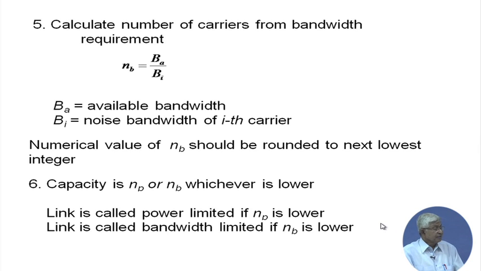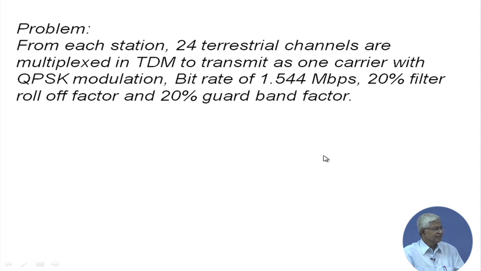The best thing is to try a very simple type of calculation, and then we'll see what really happens. Let us take a quick calculation. A lot of assumptions are there. It's a very simple calculation. Let us say each station is multiplexing 24 terrestrial channels. Forget about the terrestrial part. 24 channels are coming, and at each station they are put in TDM and transmitted as one carrier, multiple channels going as one carrier, and such many carriers are there. So, it is a multiple channel multiple carrier case.